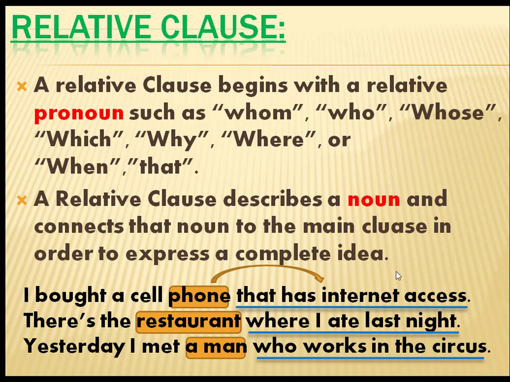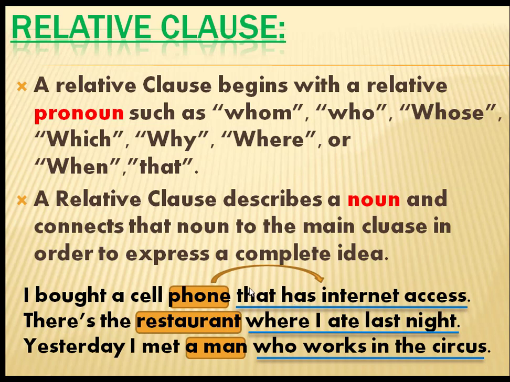Let us try to understand this definition with the help of examples. I bought a cell phone. "I bought a cell phone" is the main clause, and this cell phone can be described with the help of a relative clause. Which kind of cell phone is it? That has internet access. "That" is the relative pronoun, "has" is the verb, "internet access" is the object, and verb plus object is the predicate. Subject plus predicate combination is there, and this is a group of words and a part of the sentence. So this underlined part is called a relative clause.